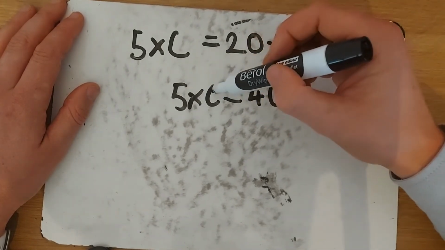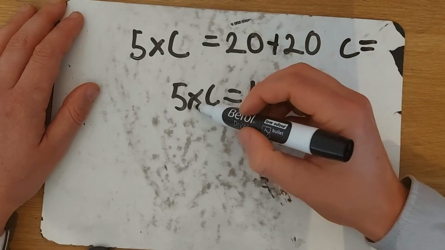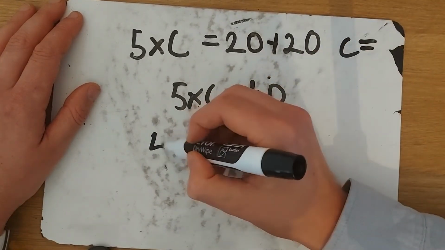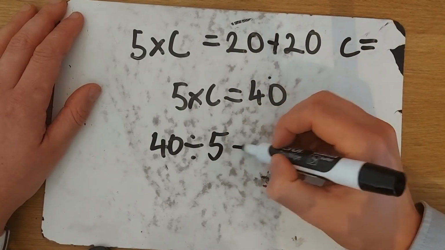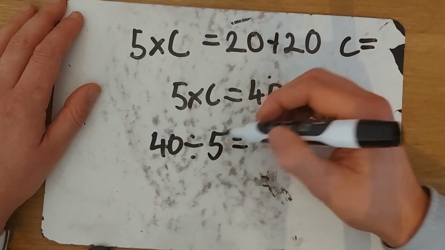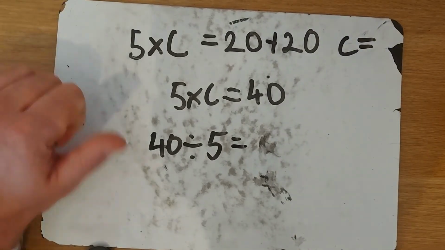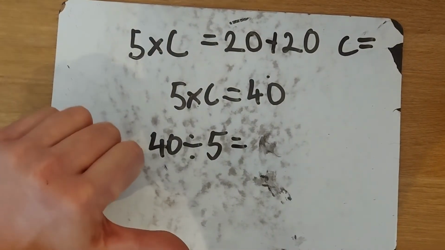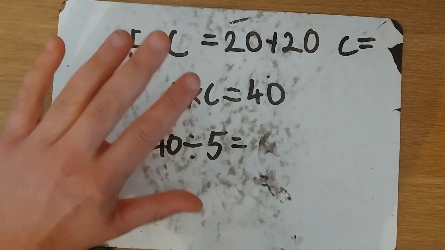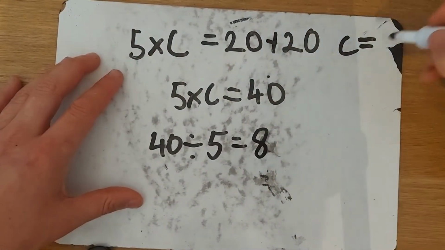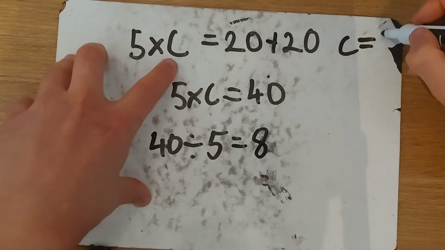5 times something equals 40. Now, it's times, so that means I must do divide. This number always goes here. So I'm now doing 40 divided by 5, and that will give me the value of C. So I can go 5 up until I get to 45, 10, 15, 20, 25, 30, 35, 40. So I've done 8 jumps, so that must be 8. Therefore, C must equal 8.